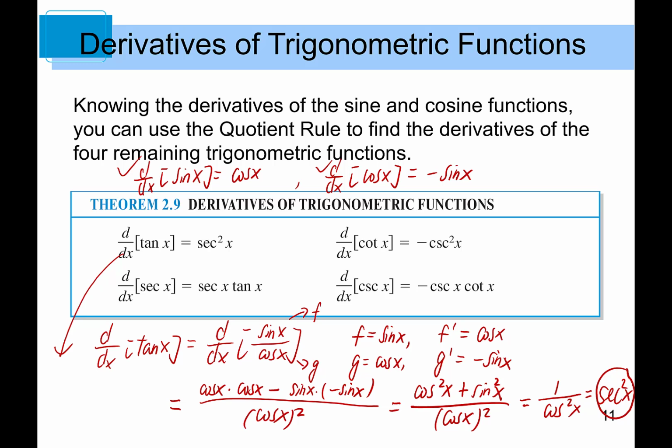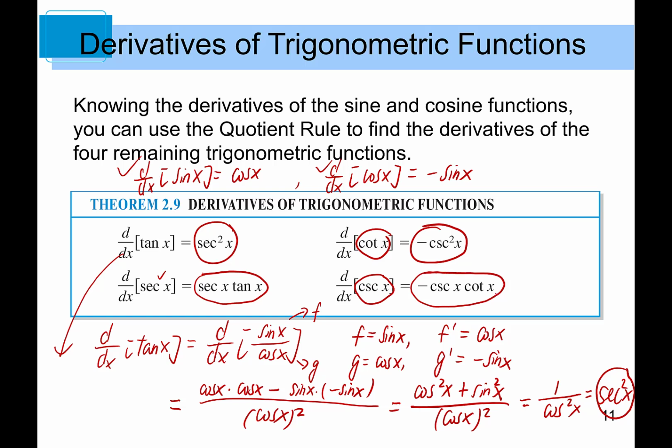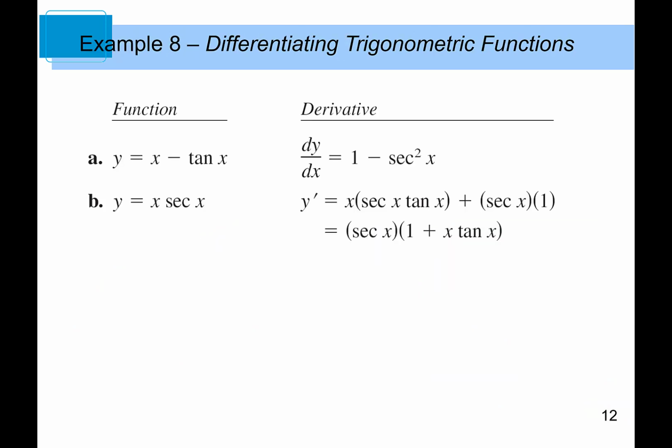The derivative of tangent x becomes secant x squared. The derivative of cotangent x becomes negative cosecant x squared. The derivative of secant x becomes secant x times tangent x. The derivative of cosecant x becomes negative cosecant x times cotangent x. Once you know all of this, we can move on to the next slide.